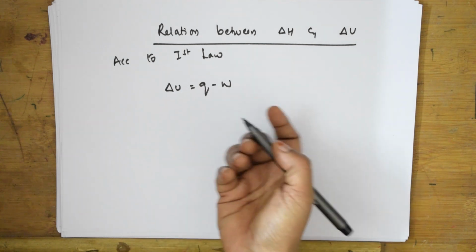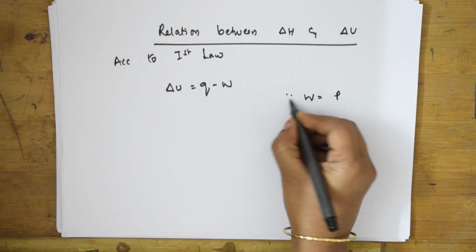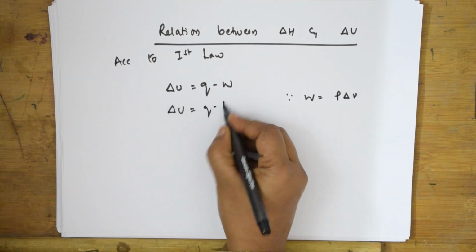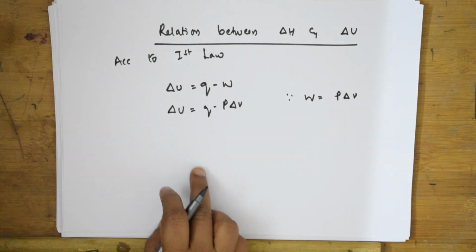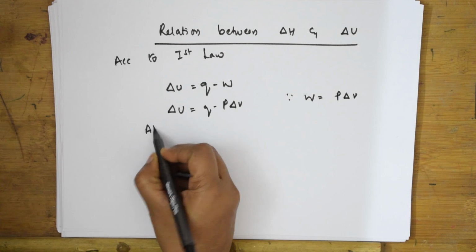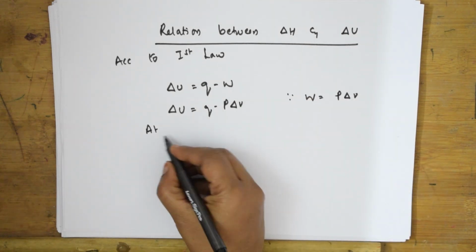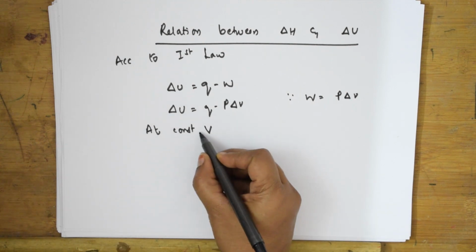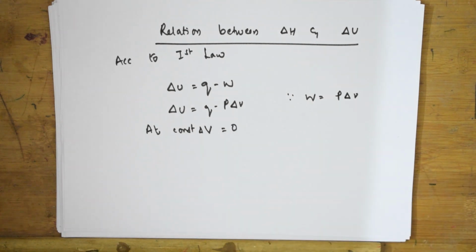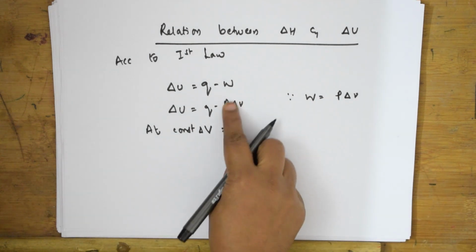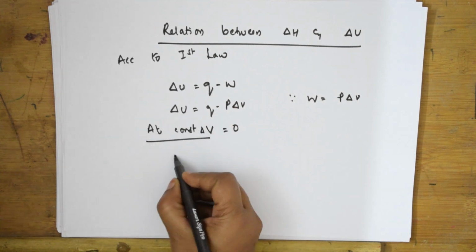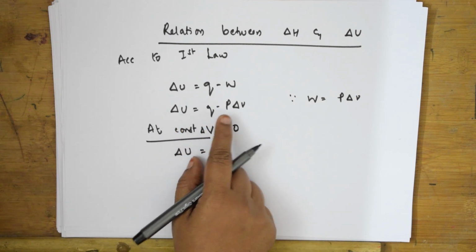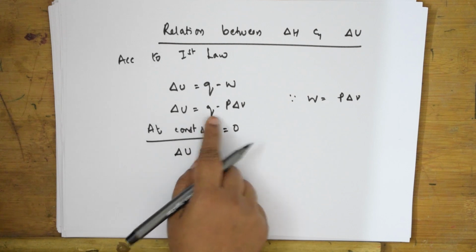Yes. Now what is W? It is nothing but P delta V. We have already written, since W is equal to P delta V, substitute that value here. Now what do I get? Delta U is equal to Q minus P delta V. Now suppose I take constant volume, because I have to relate between H and U. So what will happen when I take constant volume? Constant volume means delta V, the change in volume, is 0. Then this whole quantity will become 0, isn't it? This is the condition. Then delta U will become Q.